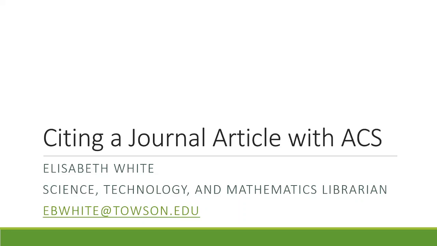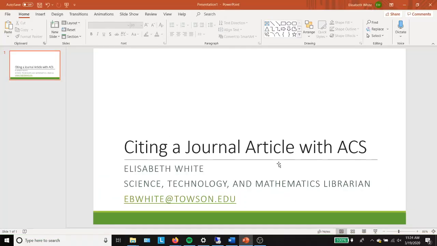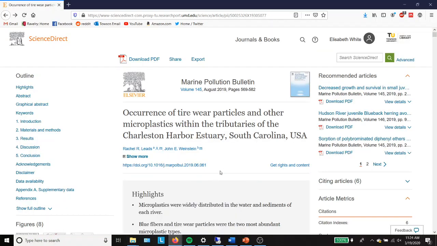In this video, I will be demonstrating how to cite an academic journal article with the American Chemical Society, or ACS, citation format. So first, let's take a look at an example of an academic journal article that you might want to cite in a research paper.